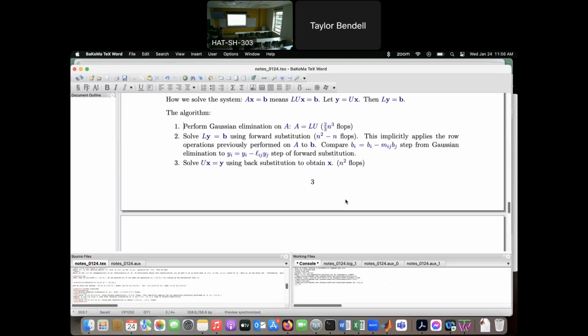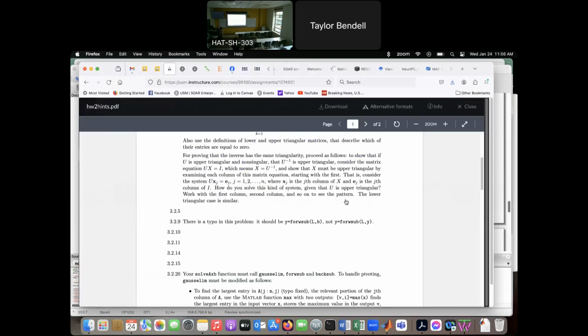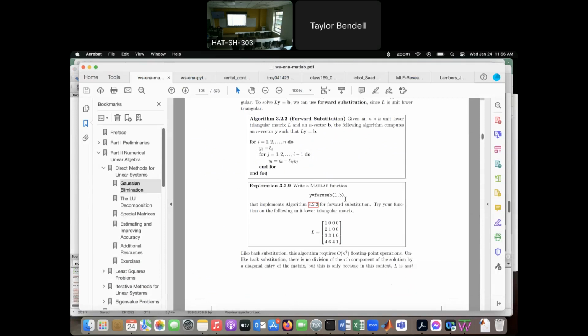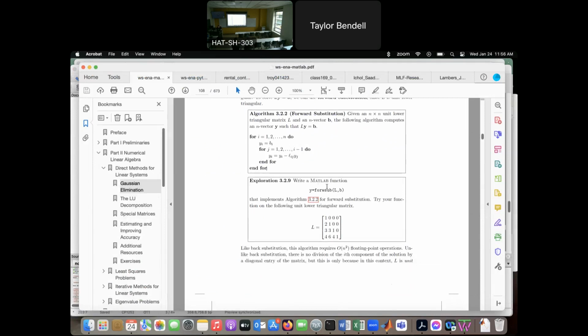Oh, there's a typo. Wait. Oh, did I fix the typo? Oh, I guess I did. Well, this is my PDF version of the book where I fixed the mistake. So if you have a hard copy of the book, it might say forward sub Ly, but it should be b. Okay, so you have to write a MATLAB function that implements this algorithm. And then I tell you to test it. Always test your code. And I want to say a little something about that.